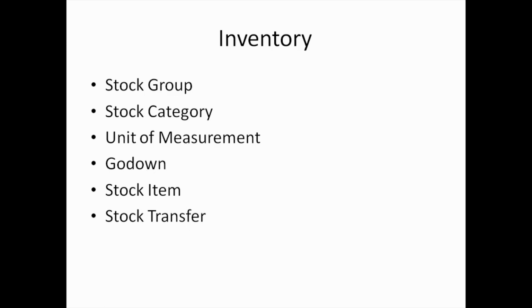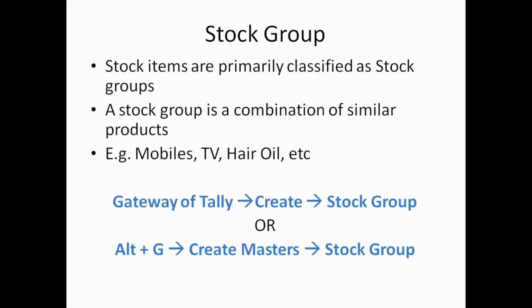So let's start with the first, stock group. Stock items are primarily classified as stock groups. So stock items or inventory has the main classification as stock group, or you can say it is a combination of similar products. For example, mobile phones, TV, hair oil, all these are stock groups that we can create.